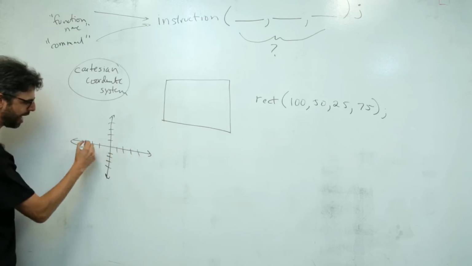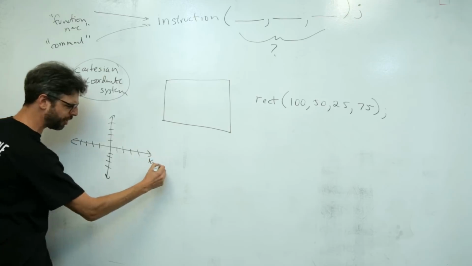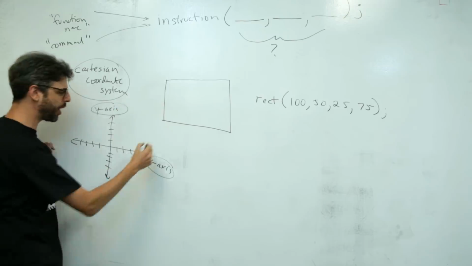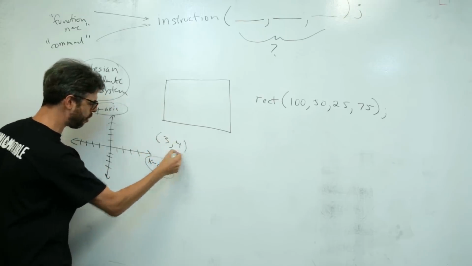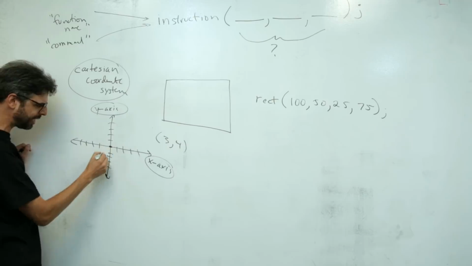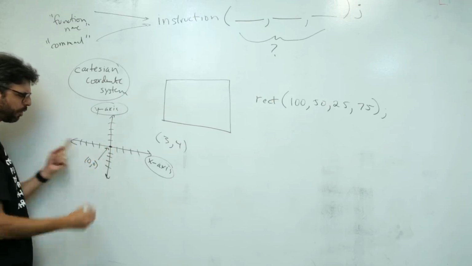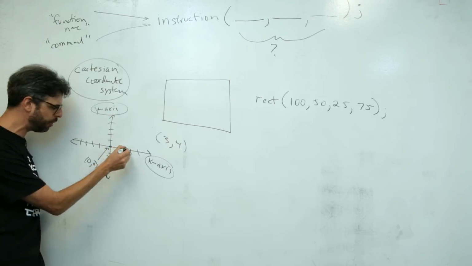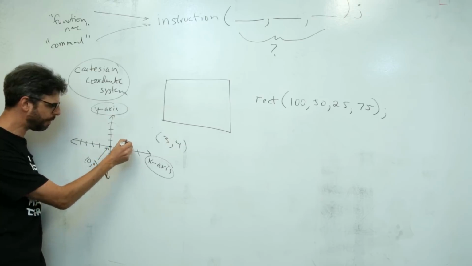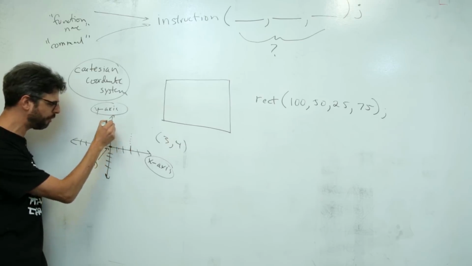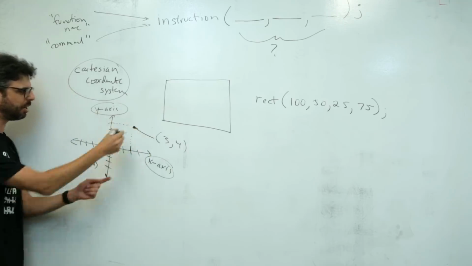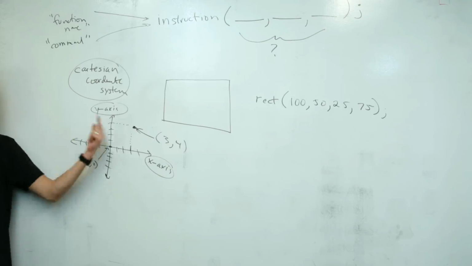and you might have learned, oh, this is something called the x-axis, and this is something called the y-axis. And if I say, here's a point 3, 4, this is the point 0, 0, the origin, the center. 3, 4 would be 1, 2, 3, go over, and then 1, 2, 3, 4 up, and that refers to this position right here within the Cartesian coordinate system.